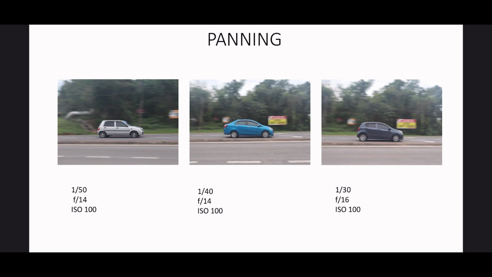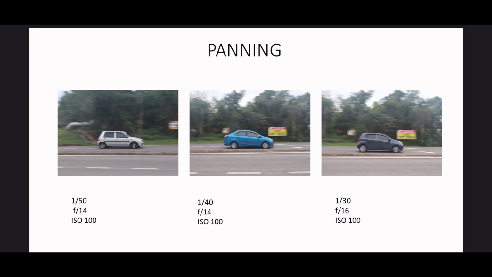Next, press the shutter release. As the subject reaches the desired point in the frame, press the shutter release button while maintaining a smooth motion with the camera. Continue panning even after the shutter has closed to avoid sudden jerks.